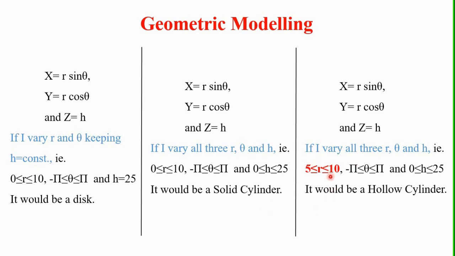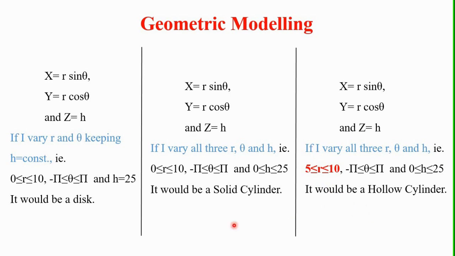Similarly, when I vary r from 0 to 10, I would get this solid cylinder. If I vary r from 5 to 10, it would be a hollow cylinder.